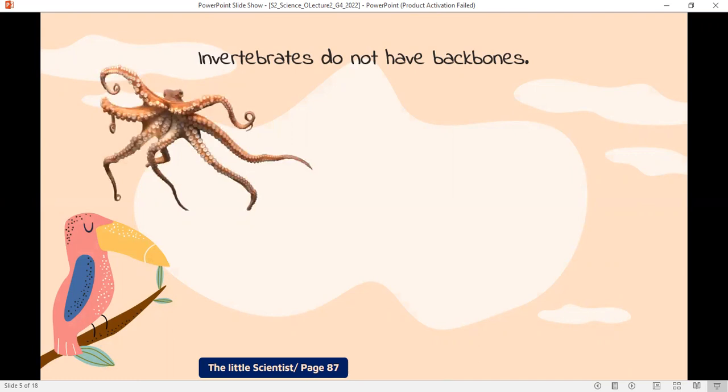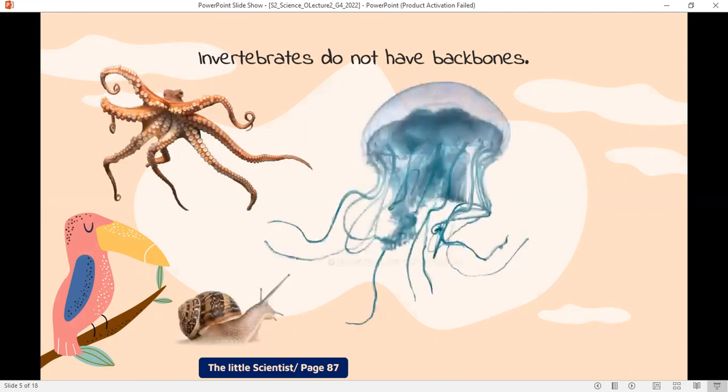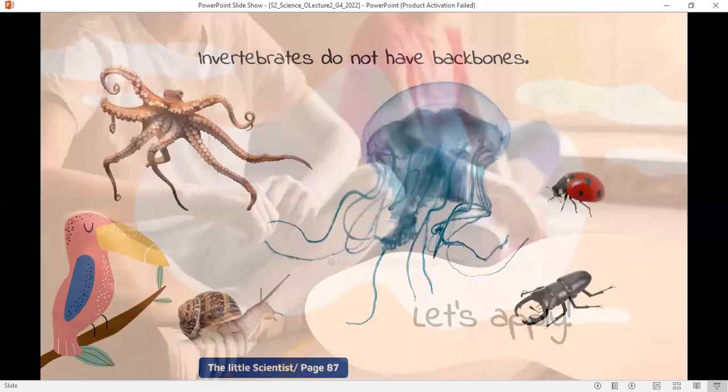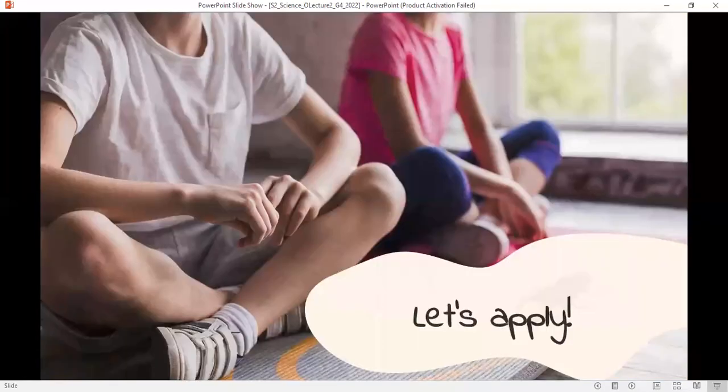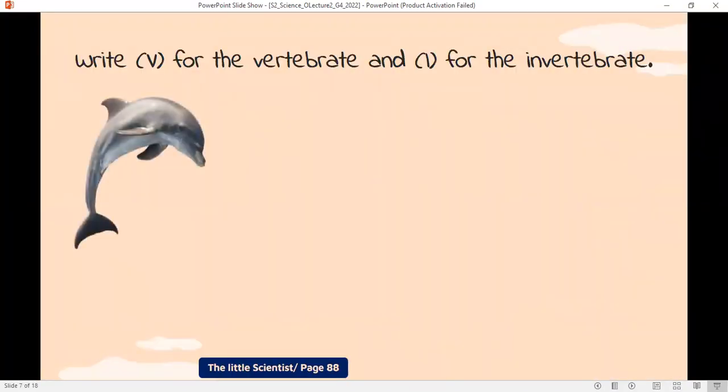Animals that don't have a backbone, like octopus, snails, jellyfish, ladybugs, cockroaches, grasshoppers, do not have a backbone, so they are invertebrates. Let's do this together. I want you to think of the animal. Think if you can smash the animal. If you can, this is an invertebrate and the animal does not have a backbone. If you cannot, this means that the animal is a vertebrate and it has a backbone, okay?